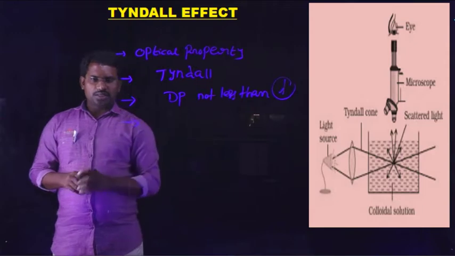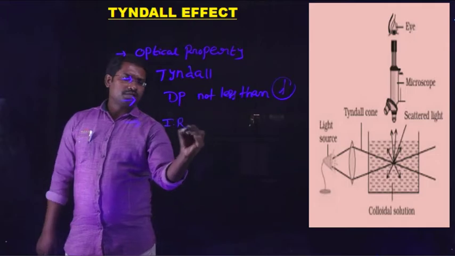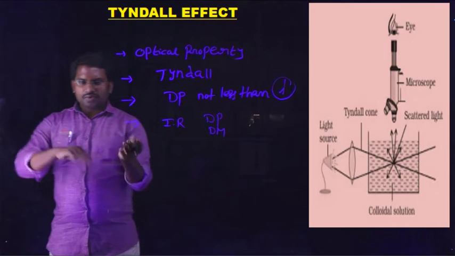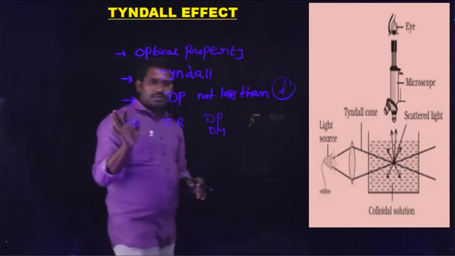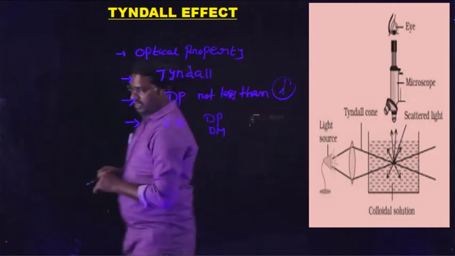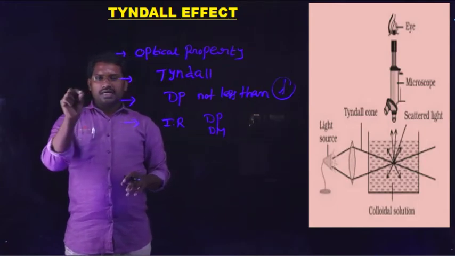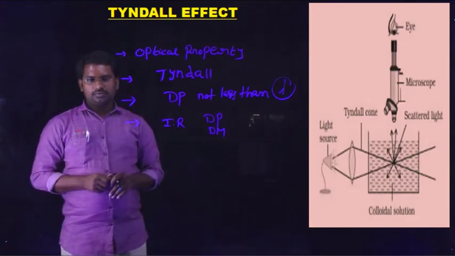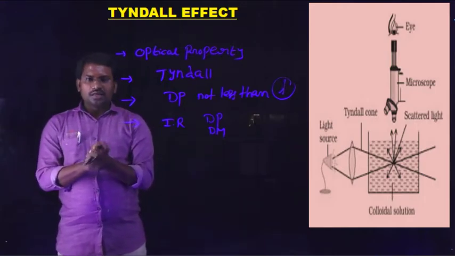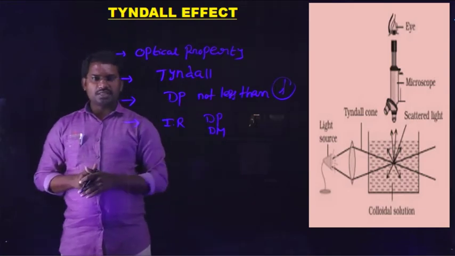Another important thing is that the refractive indices of the dispersed phase and dispersion medium are far away from each other. That means the dispersed phase and dispersion medium have a large difference in their refractive index values. Based on these principles, the Tyndall effect is observed. Another important thing is that the total Tyndall effect can be seen in a dark room only.